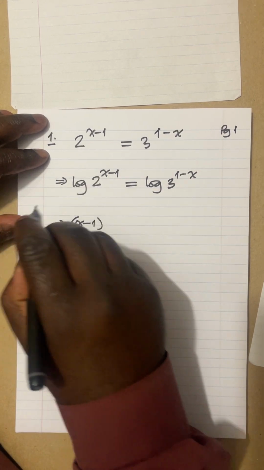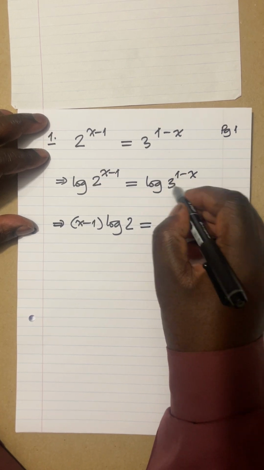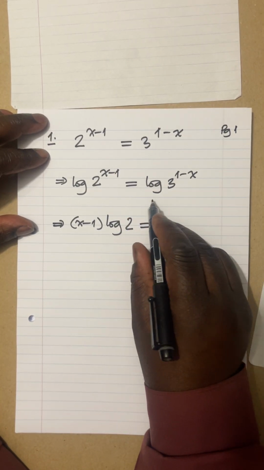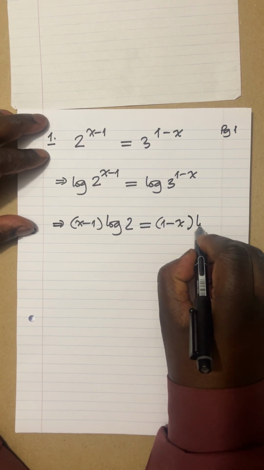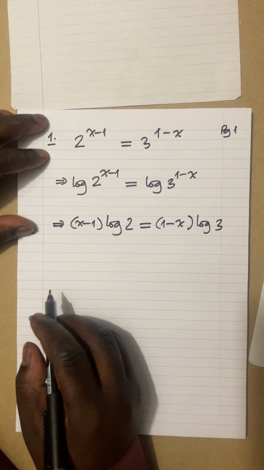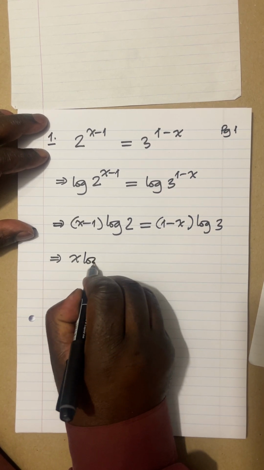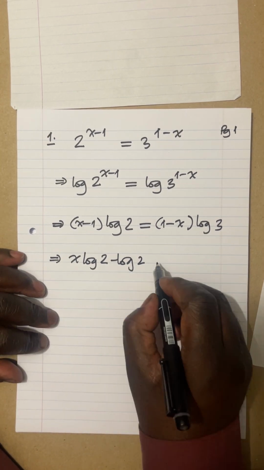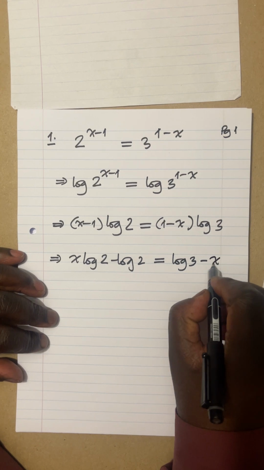Take the x minus 1 to the other side, and then we have log of 2 is equal to, take this one here, 1 minus x, and multiply by log of 3. So that will be 1 minus x times log of 3. Let's expand or remove the bracket. So this is x log 2 minus log 2 on the left hand side. On the right hand side is going to be log 3 minus x log 3.